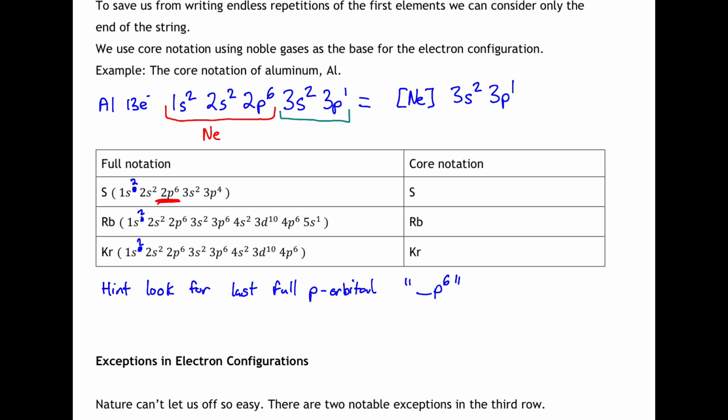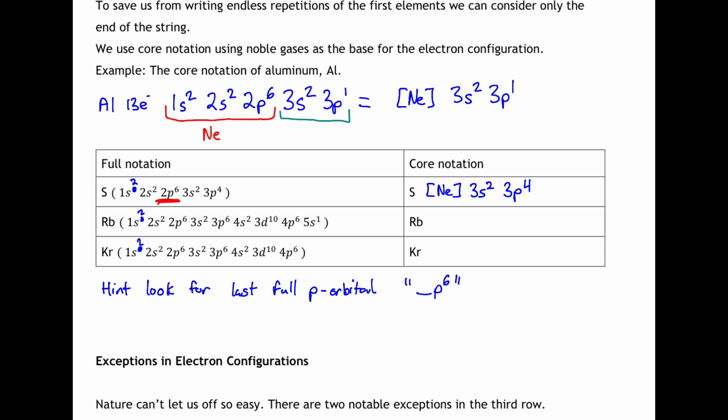It's only 3 elements past aluminum, so it's going to be very similar to what it was above. So we're going to write this one as neon, and then we have a 3s2 that covers the sodium and the magnesium, and then we need aluminum, silicon, phosphorus, and sulfur, so it's the 4th one across. So that's 3p4. That gives us the core notation, or the shorter notation, for writing sulfur's description.